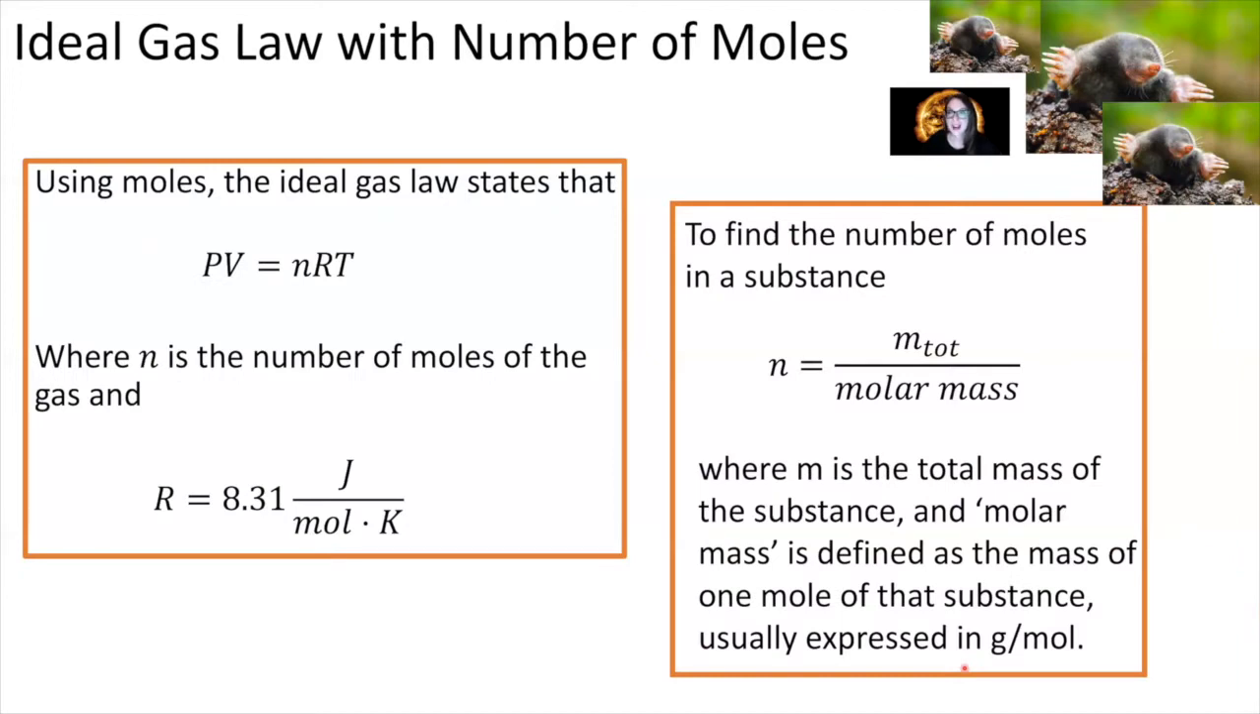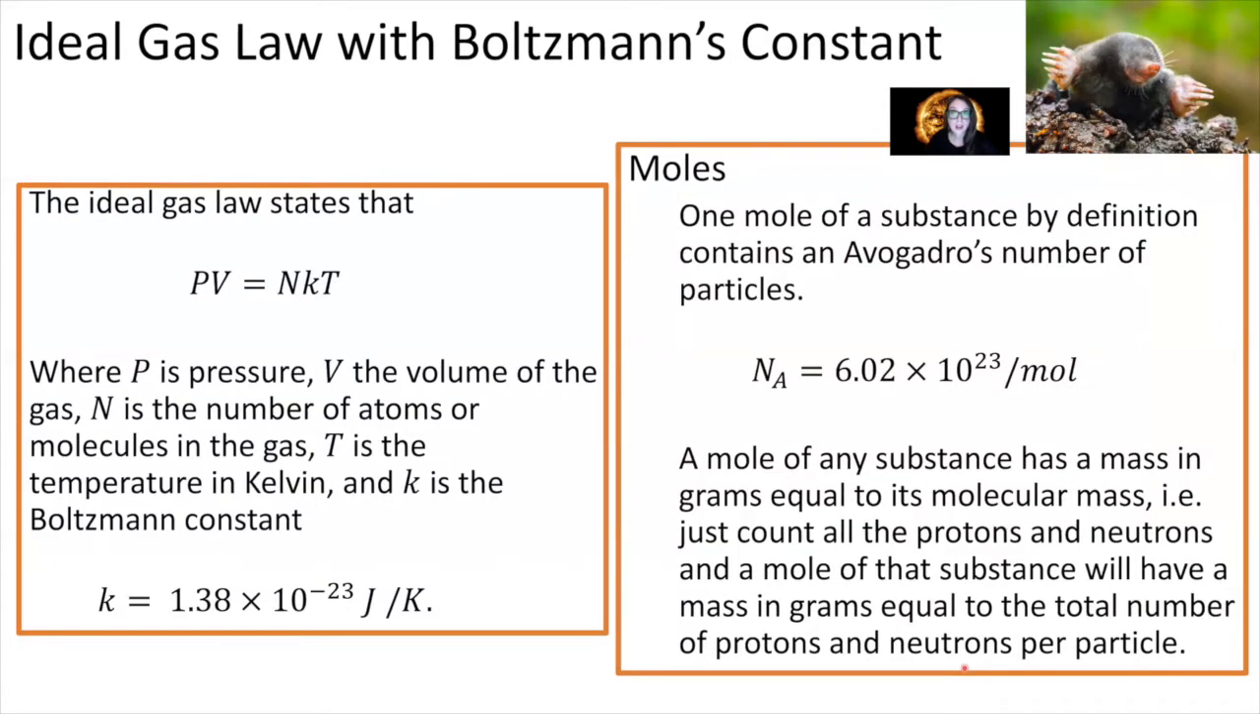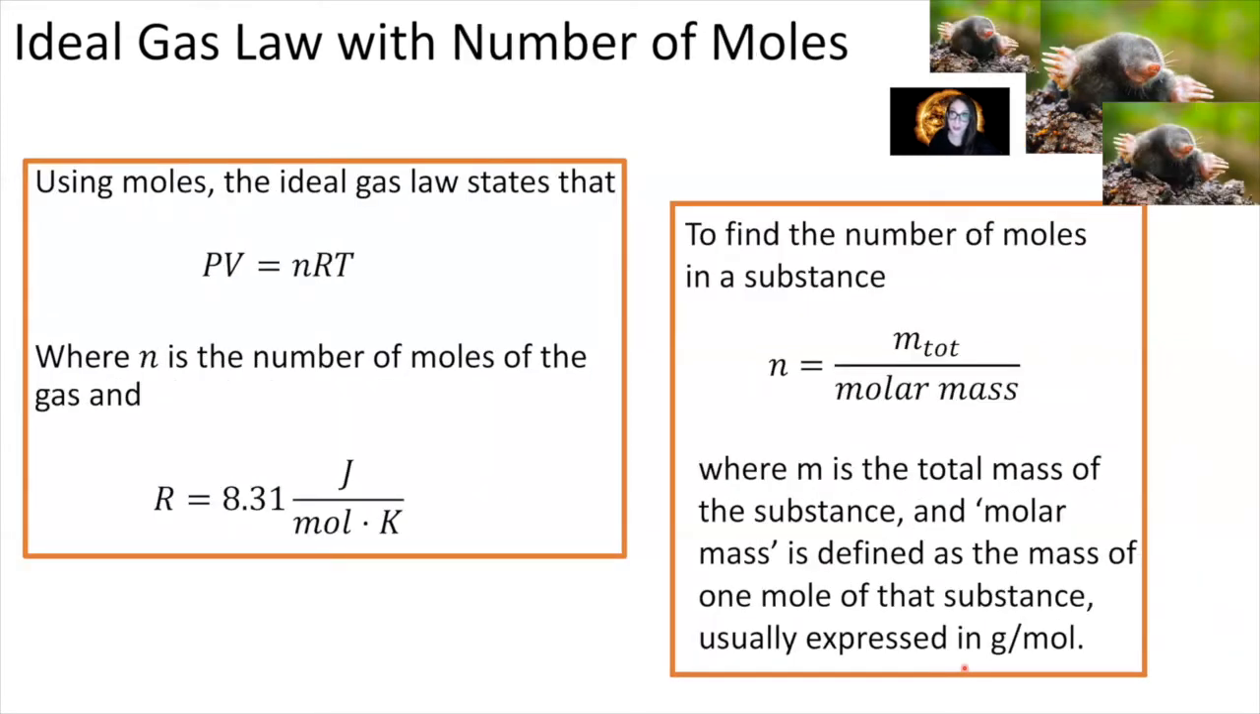We can also define the ideal gas law by thinking about the number of moles. In the previous example using the Boltzmann constant, we used capital N, which is the number of atoms or molecules in the gas. Now we're going to use an expression where we use something else. Using the number of moles of a gas, the ideal gas law states that PV equals little n times a new constant R times the temperature.